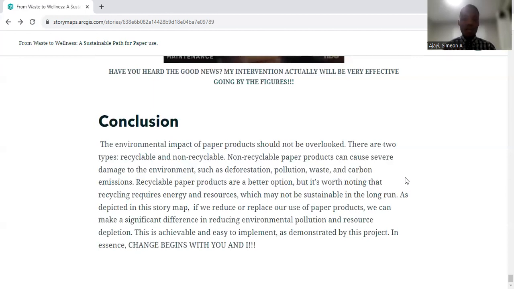As depicted in this story map, if we reduce or replace our use of paper products, we can make a significant difference in reducing environmental pollution and resource depletion. This is achievable and easy to implement, as demonstrated by this project. In essence, change begins with you and I.